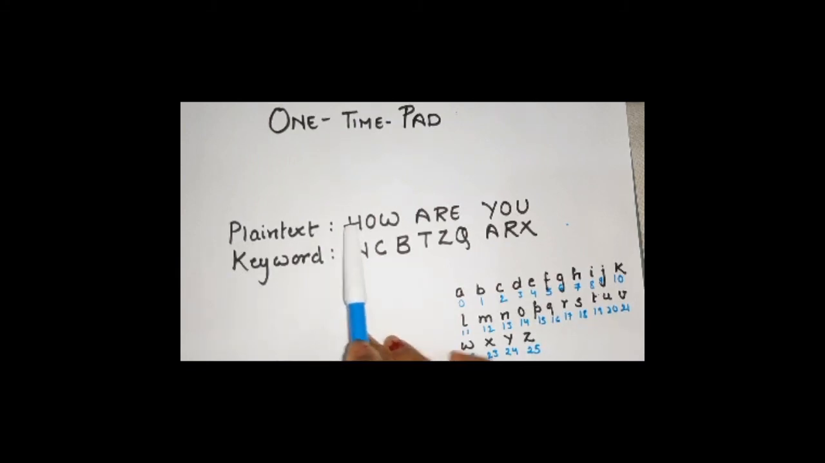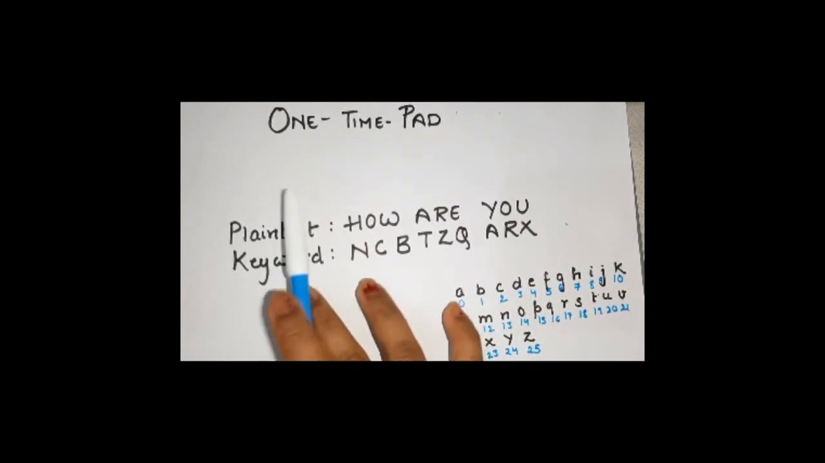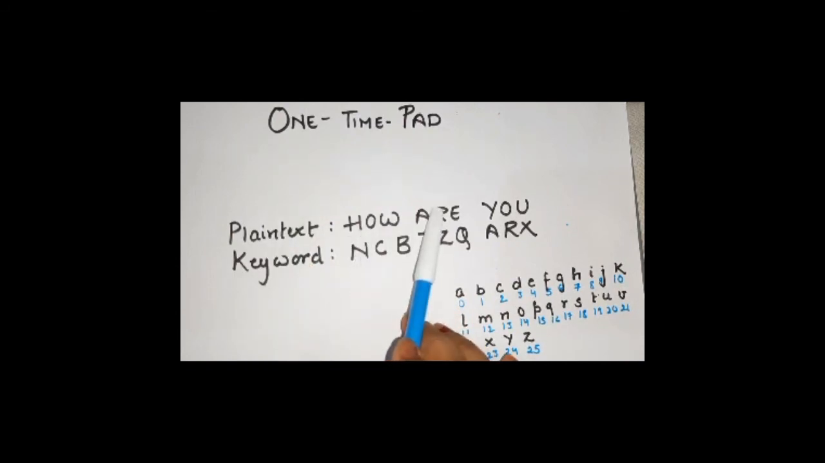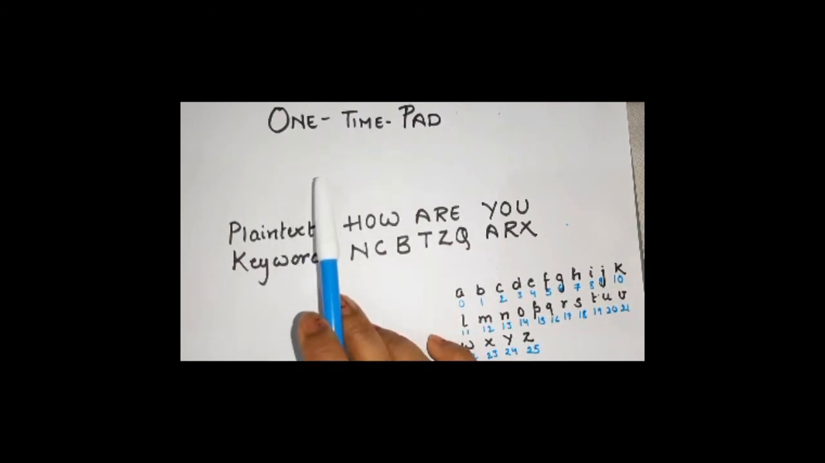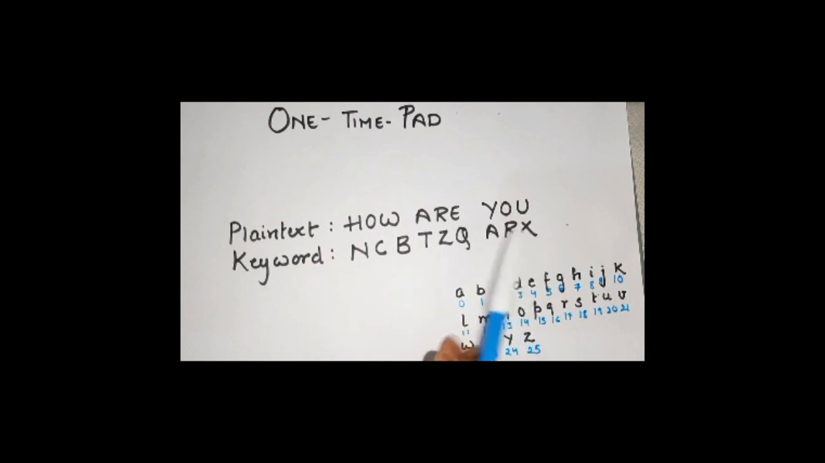Now plain text, we're taking plain text as how are you, and we're taking random keywords. Now in exam, if you're asked to convert a plain text into ciphertext using one-time padding, you will be given keyword, and these keywords will be random, chosen randomly. NCBT, ZQ, ARX. I have also written this as random. Okay, after doing this, what we'll be doing is we'll then be performing one-time padding. How we'll be doing it?